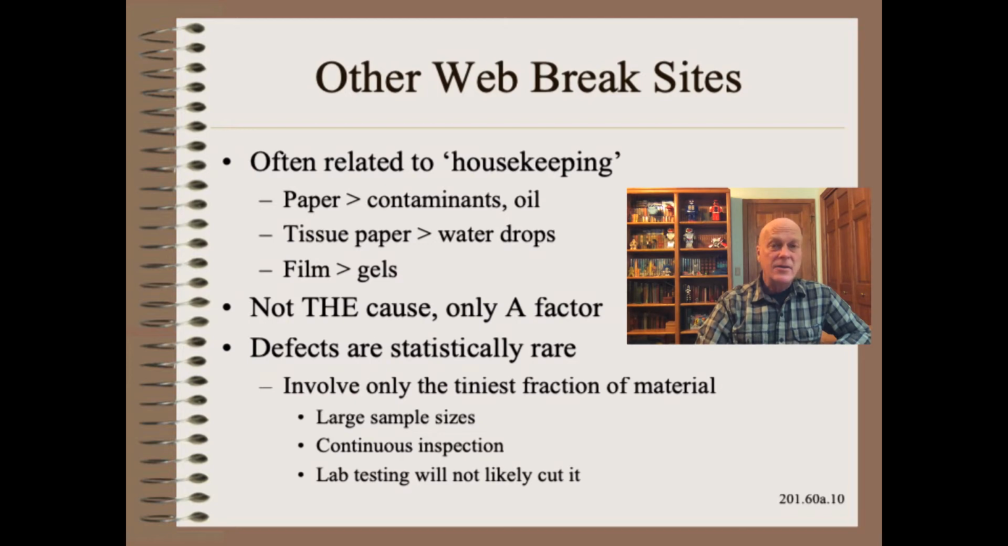In the last slide, we detailed the well-documented case of newspaper. There are other break initiation sites known for other materials. For example, in tissue, the ever-present water condensation poses a risk of a water drop falling on the sheet and causing an area of weakness. In film, it may be gels hitting a slitter blade.